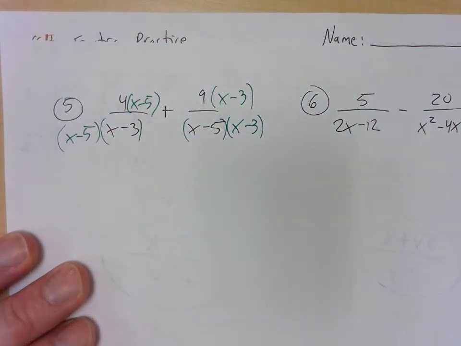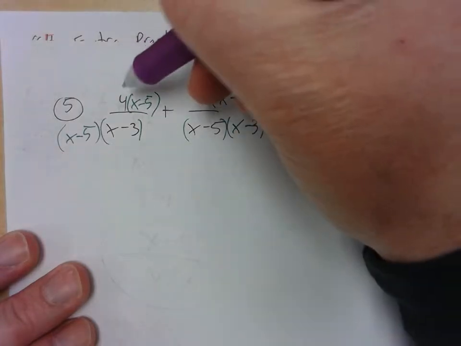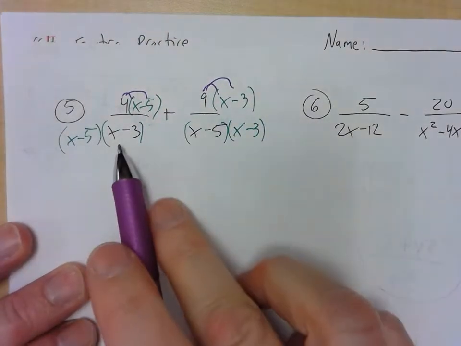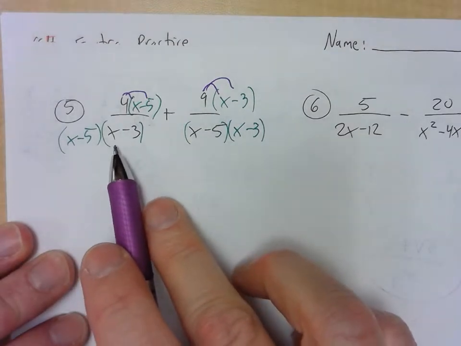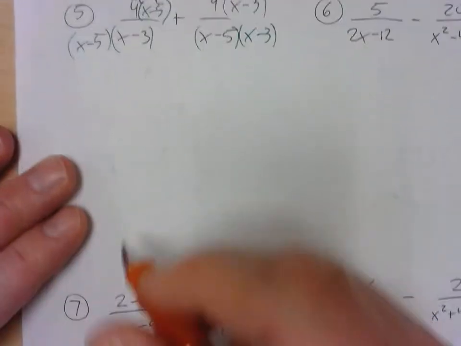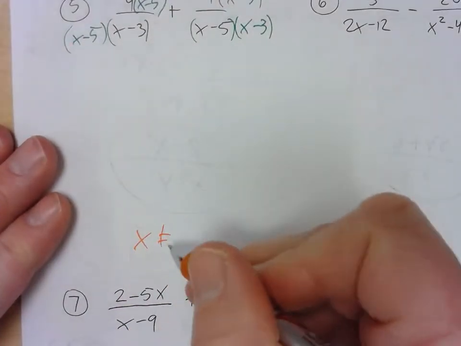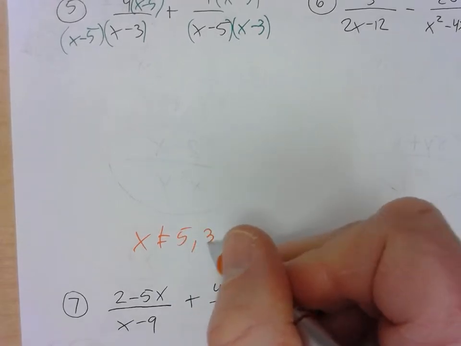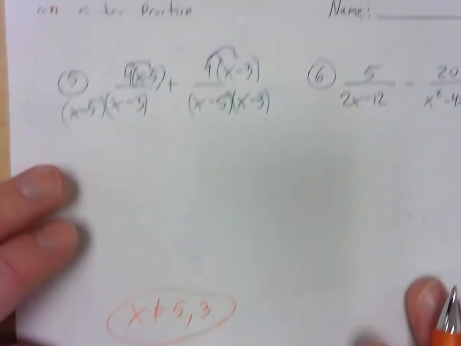Ba-boom, like that. Now we got some distributing to do. Distribute, distribute, distribute, distribute. If you put 3 or 5, then here that would definitely be bad, dividing by 0. So the restrictions are x cannot be 5 or 3. All right, now let's do the problem.